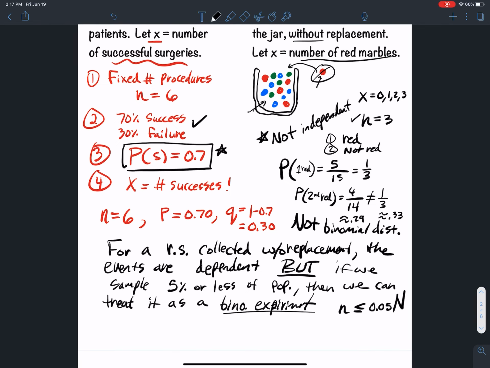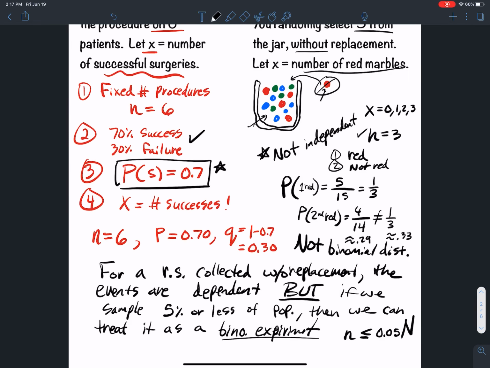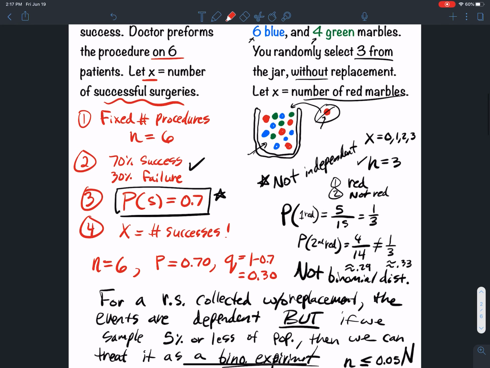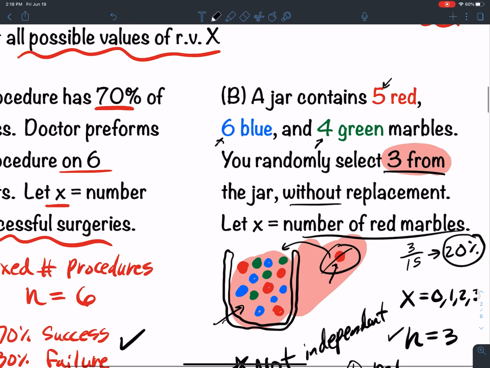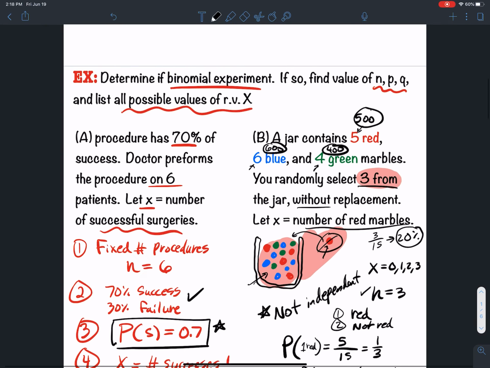Now, why didn't it work here? Well, what were we doing? We were sampling 3 out of the total 15 marbles, right? So our sample was 3 out of 15, which is 20% of the population, okay? But let's change the game here. Instead of having 5 red marbles, say you had 500 red marbles. Say you had 600 blue marbles, and say you had 400 green marbles. That's a lot bigger bag, right?